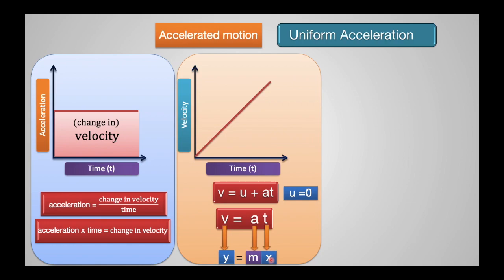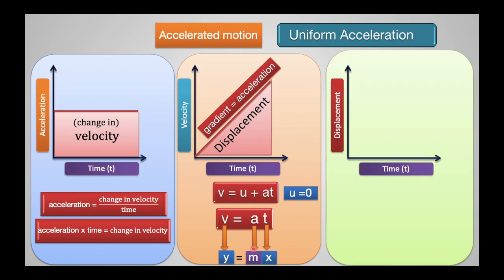And what's the gradient of this graph? You can see here the gradient of this graph should be acceleration. Now what's the area under this graph? Already we have seen the area under the graph is displacement. So the velocity time graph is more important because both gradient as well as area are equally important.